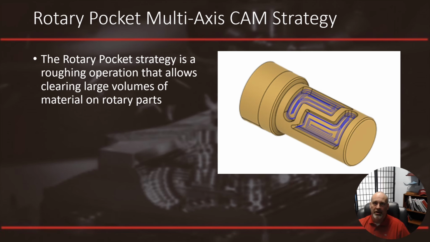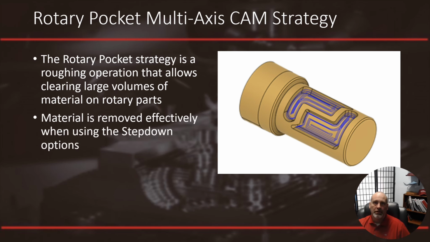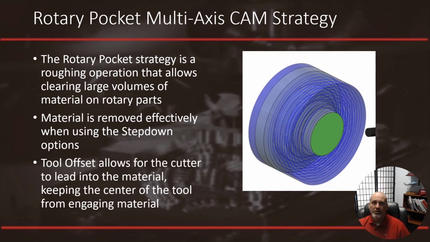The rotary pocket strategy is a roughing operation that allows clearing of large volumes of material on rotary parts. Material is removed effectively when using the automatic step-down option. And the tool offset option allows for the cutter to lead into the material, keeping the center of the tool from engaging that material, and cuts a little more efficiently, gets a better chip, and the very center of ball cutters tend to rub a little bit, so it extends cutter life.